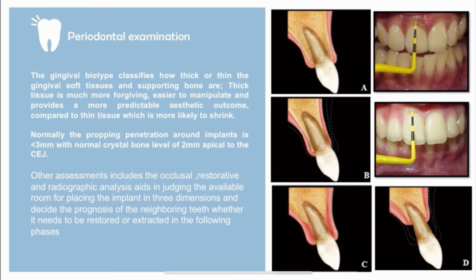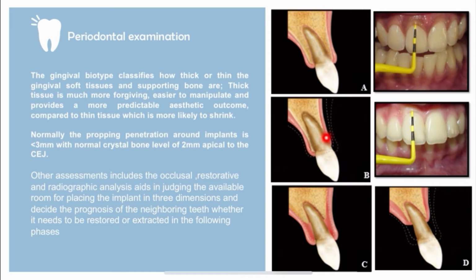Another crucial measurement is the probing depth and the crestal bone level. It's normal to have a probing depth more than 3 mm around the implant. The normal crestal bone is defined as 2 mm apical to the cemento-enamel junction. Picture A shows a thick gingival contour with a high level of the crestal bone since it's attaching the cemento-enamel junction.